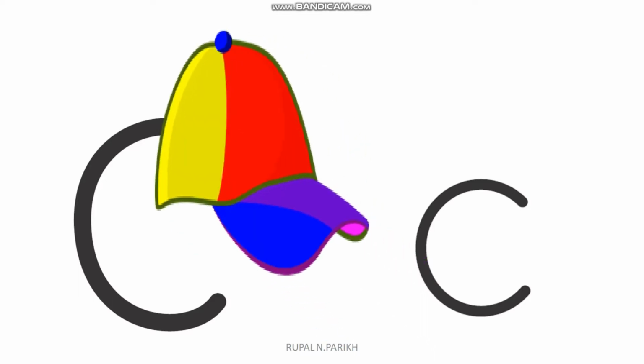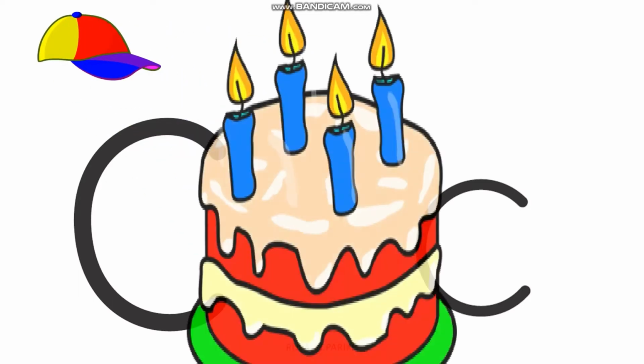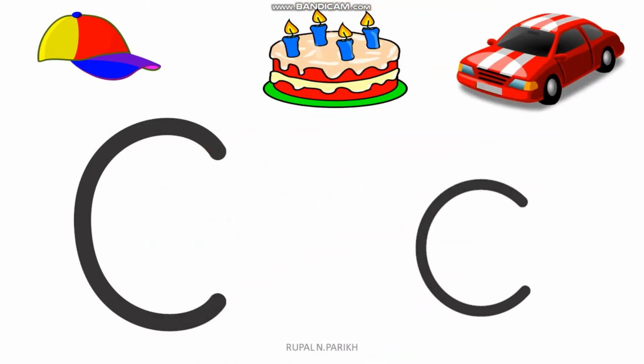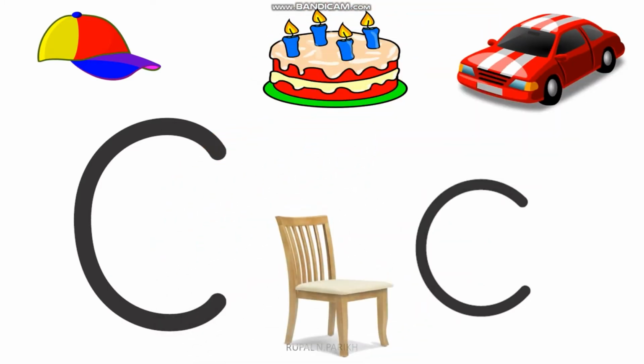Capital C, small c, Mama C, baby C. The sound of letter C is K. C for cap, cake, car, chair.